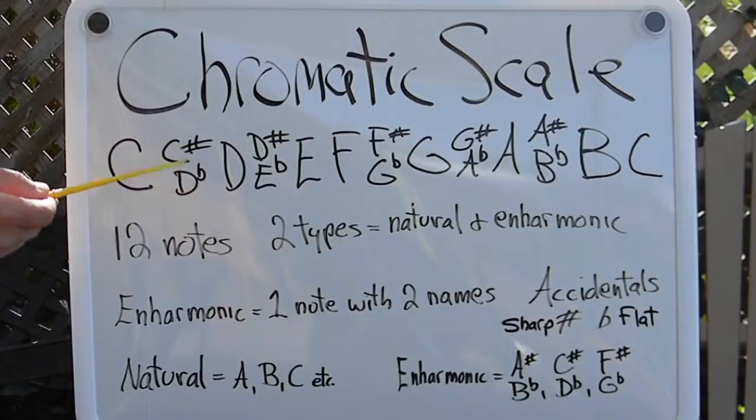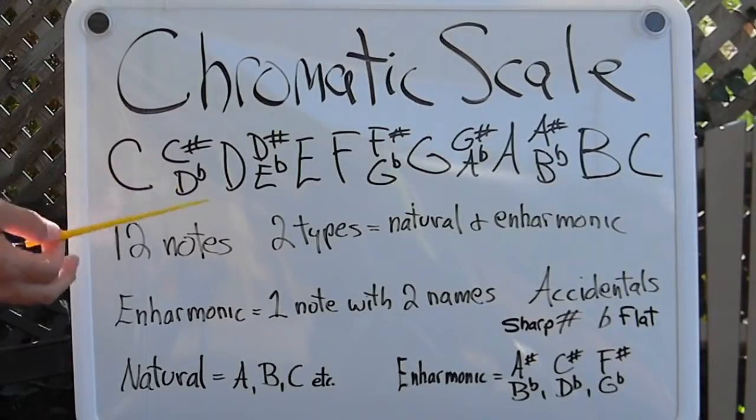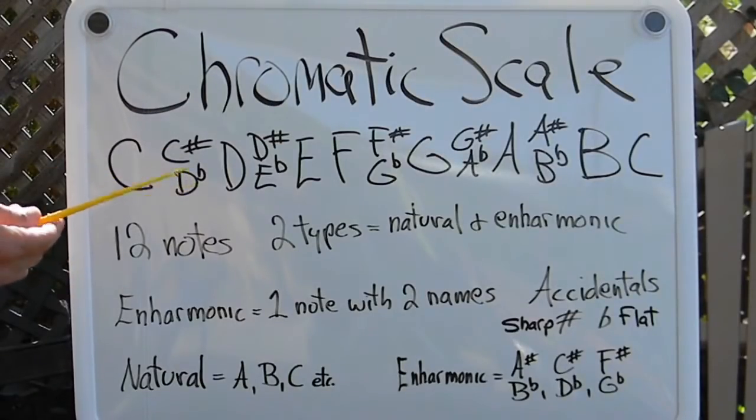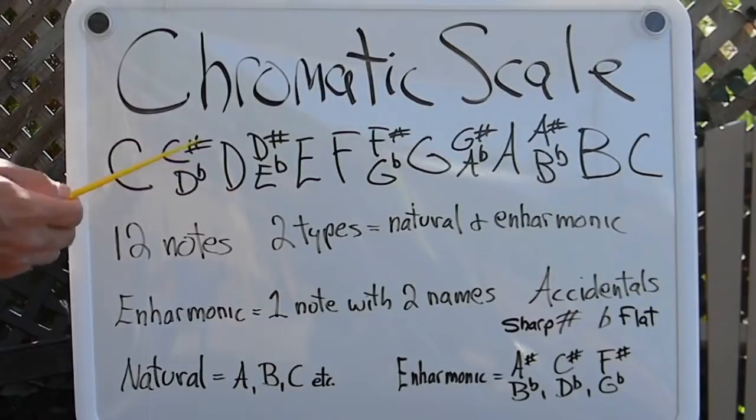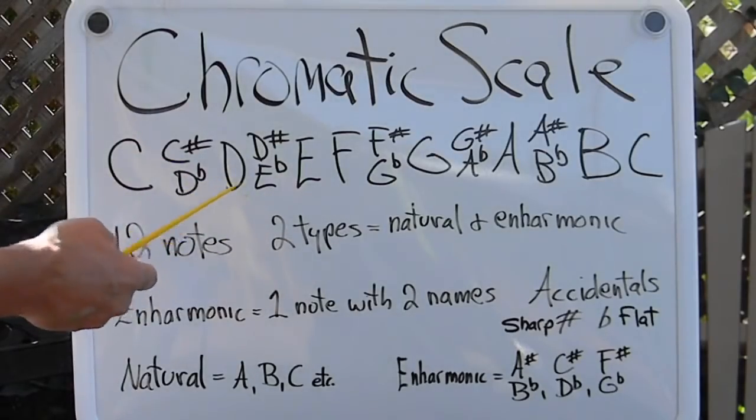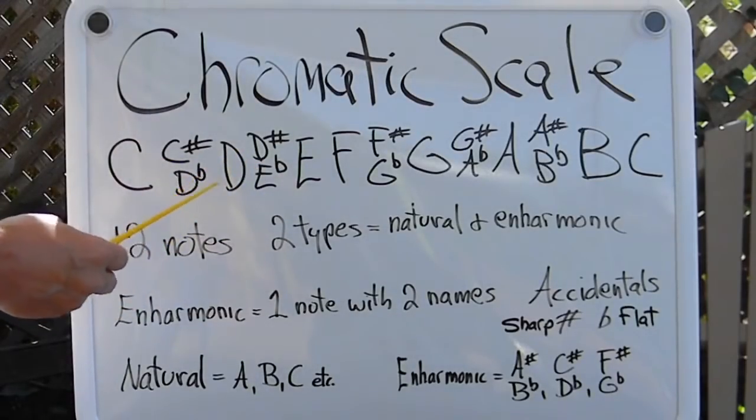By the way, these enharmonic notes, one note with two names, are played on the same string, same fret on the guitar. They sound exactly the same, but they have two different names. And the name that you'll pick will depend upon the key that you're in. If you're in a sharp key, then you'll stay with the sharps. If you're in a flat key, then you would pick the flat note. That's kind of another story.